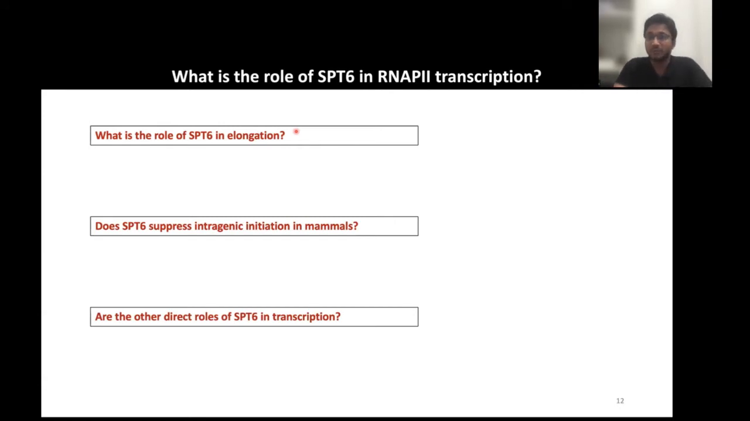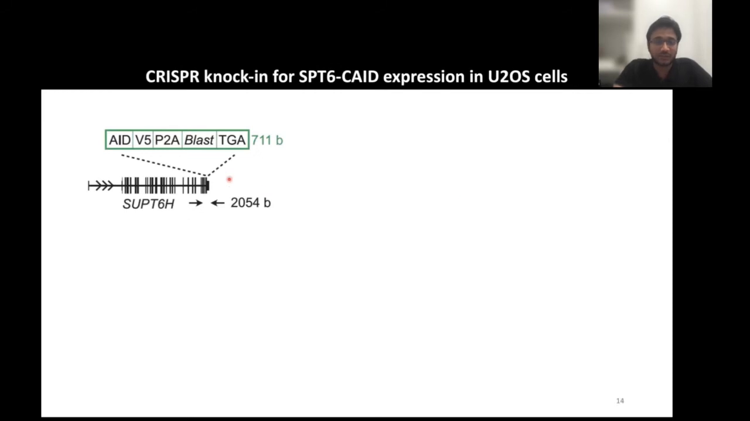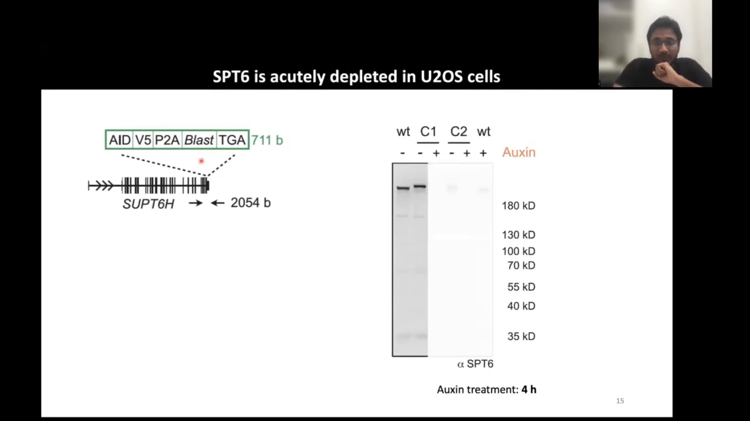As we wanted to aim for the direct effects, we thought of acutely depleting SPT6 using the auxin-inducible degron system. To do that, we first of all tagged SPT6 at the C terminus in U2OS cells with the AID tag and a V5 tag, and then a self-cleaving peptide with blasticidin as the selection marker for the knock-in. The full membrane blots over here reveal this shifted running pattern, which one would expect for a tagged protein of interest.